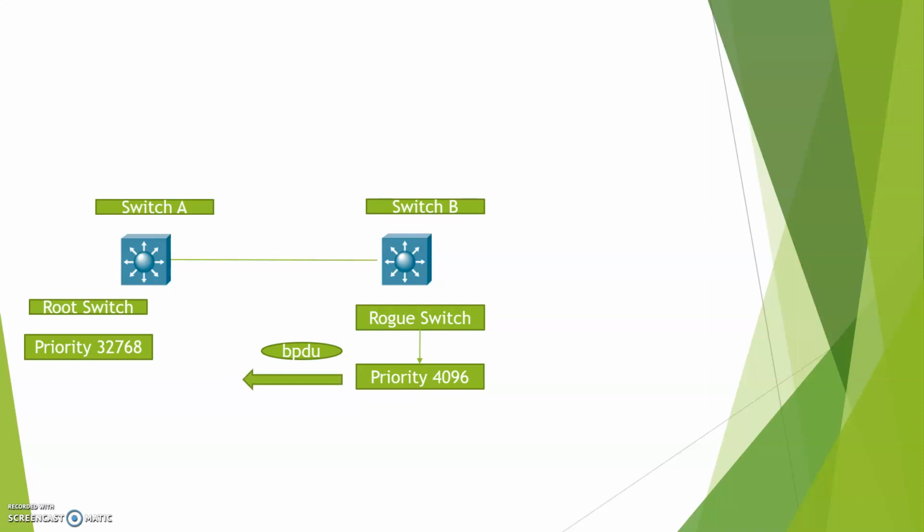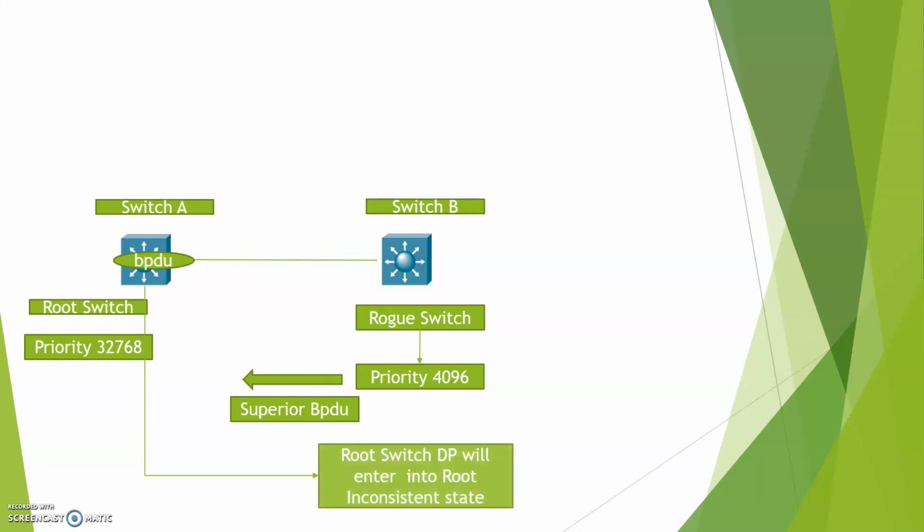Now switch B is going to advertise a better BPDU to switch A. Now what happened? The switch A root switch port will enter into a root inconsistent state. So while receiving the better BPDU from the neighboring switch, the switch A designated port will enter into a root inconsistent state. This is called root guard.